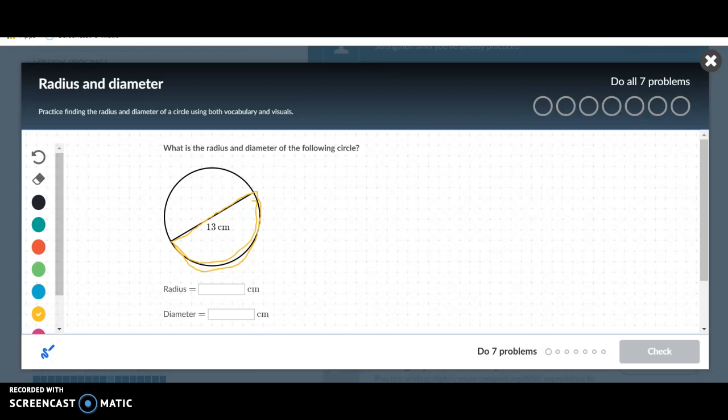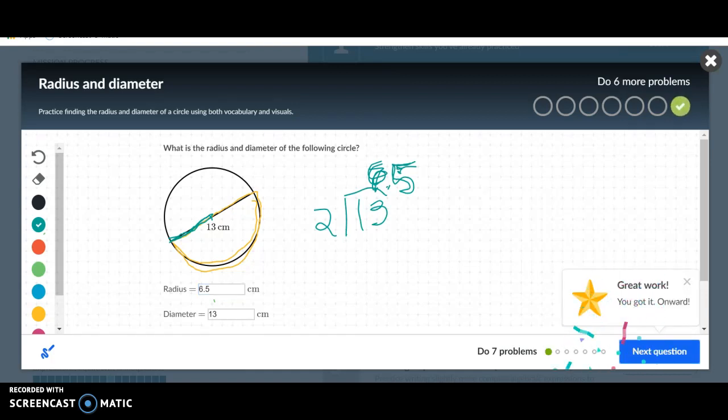So the diameter has a length of 13 centimeters. What that means is if we're trying to find one of the radius, that would be half of this diameter. So if we take 13 and we divide it by 2, we're going to get 7.5. Excuse me, 6.5. Sorry, jumping ahead here. 6.5. So the length of your radius is 6.5. Okay, let's do another one here.